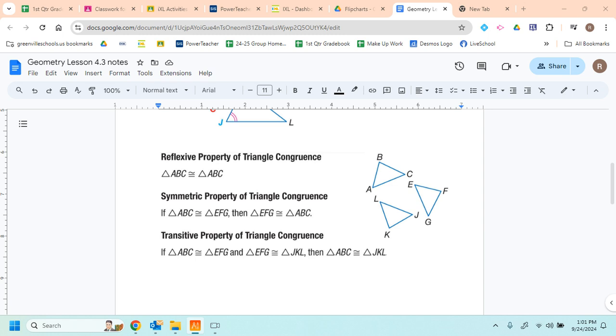Then it says to write a congruence statement. A congruence statement is just a statement saying that they are congruent using the congruency symbol, which is the little equal sign with the squiggly over top of it. So we're going to say triangle ABC is congruent to, now it's important that we go in the same order. I said A to B to C, so that means it's going to be J to K to L.